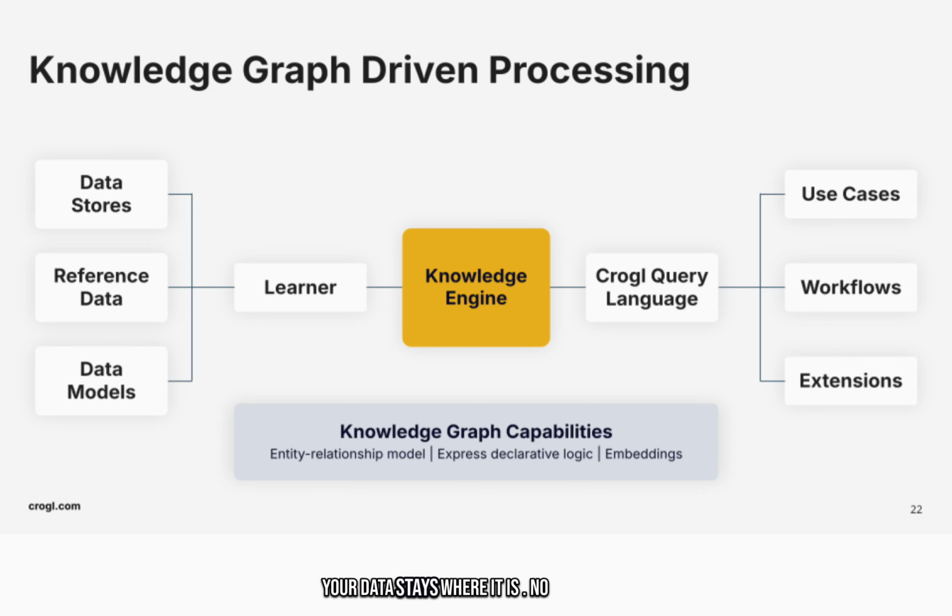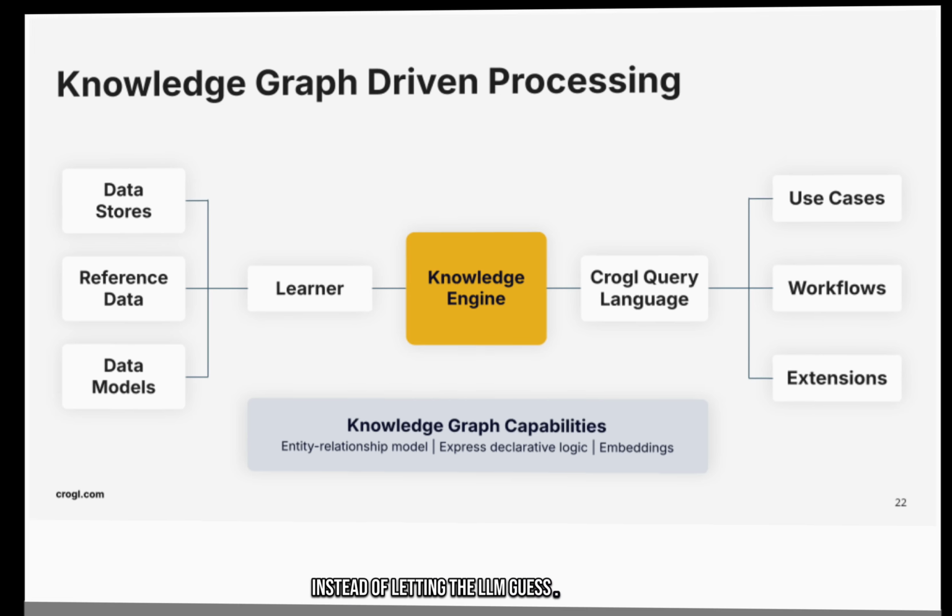Second, your data stays where it is. No normalization, no ingestion pipelines. Crogl connects to your existing tools via API and HTTP. It builds a knowledge graph of where everything lives and queries it natively. If data is missing, Crogl flags it as an investigation gap instead of letting the LLM guess.